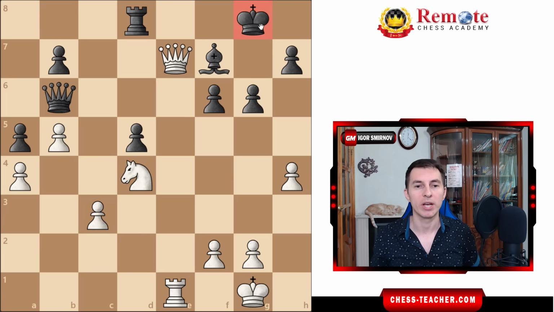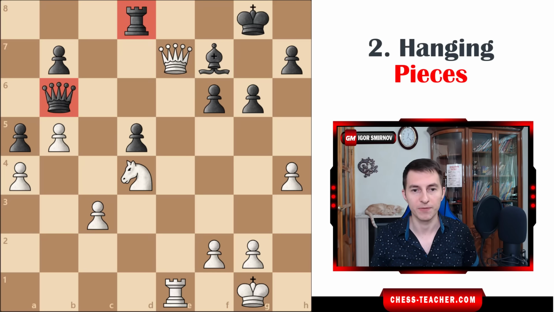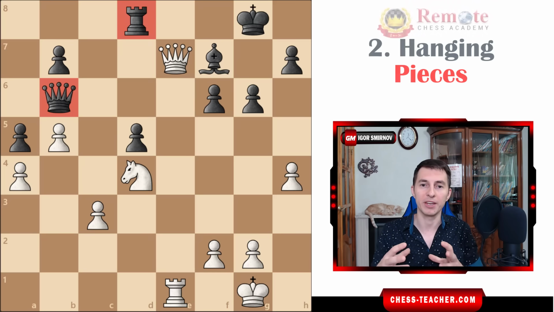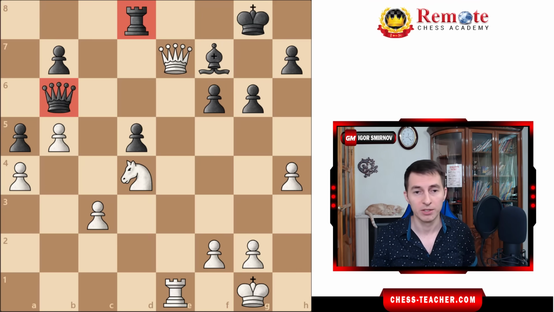The second type of weakness are hanging pieces, which are pieces without sufficient defense, which are not really well coordinated, where they defend each other, but they are a little bit distant from each other and they can possibly be captured. So in this case, we can see that the queen and rook are somewhat hanging pieces, even though the queen currently defends the rook, but it's still shaky.